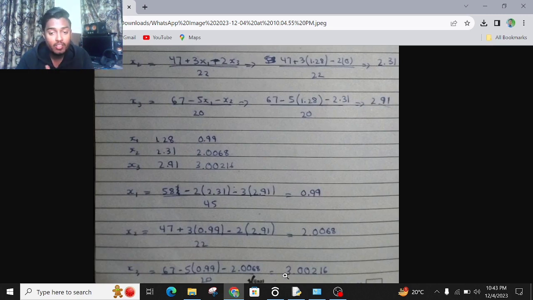So as you can see here, we got the second iteration of our method also. In the second iteration we got x1 equals 0.99 and x2 equals 2.0068, and x3, the third value of the second iteration, is 3.002216. So that's all on the notes. Let's see the Python code here.